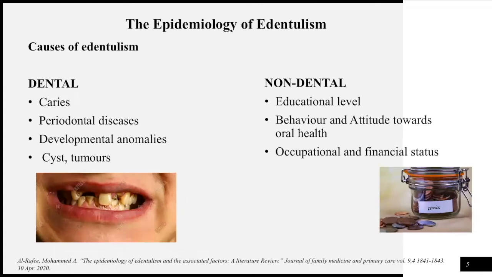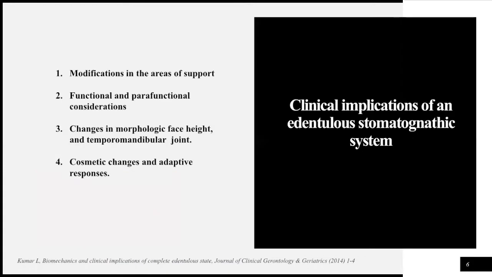The prevalence of edentulism can vary greatly worldwide, and the causes of edentulism may be dental or non-dental. Dental causes are caries, periodontal diseases, developmental cysts and tumors, and non-dental causes are the level of education, the behavior and attitude towards one's oral health, and the occupational and financial status of the patient.